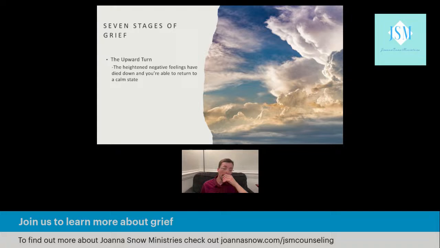So the upward turn, they say, is when heightened negative feelings have died down, and you're able to return to a state of normalcy, or a calm, relaxed state. So basically, what they say here is that after some time of feeling these feelings of pain and guilt and anger and so on and so forth, those heightened negative feelings die down, and you're able to return to a normal state, or a calm state, and you're trying to start to make this upward climb.